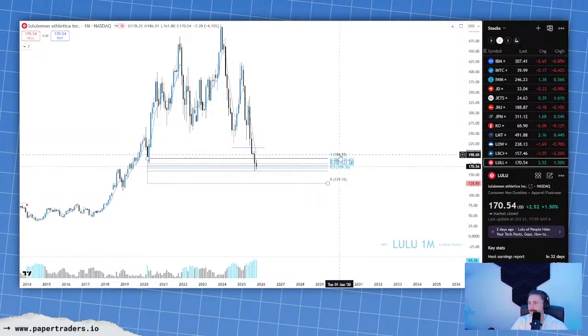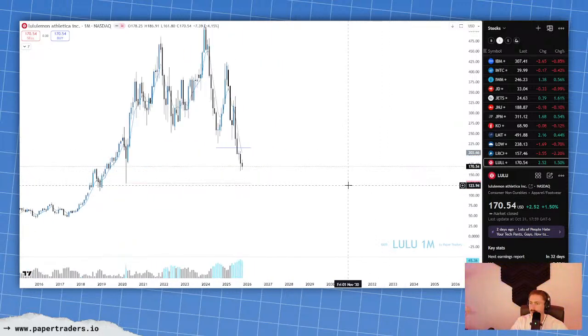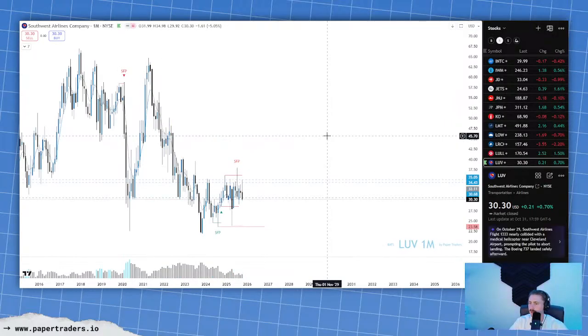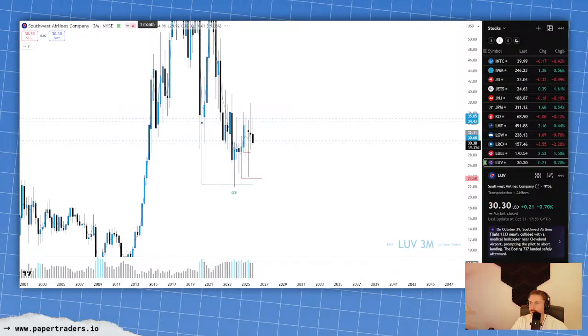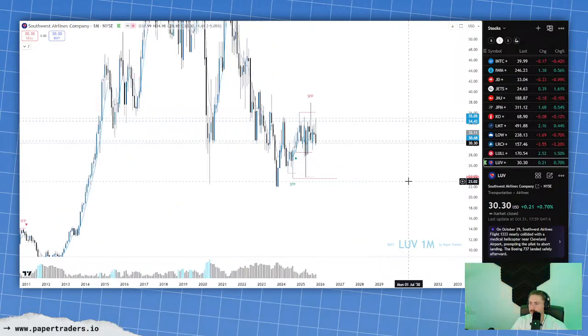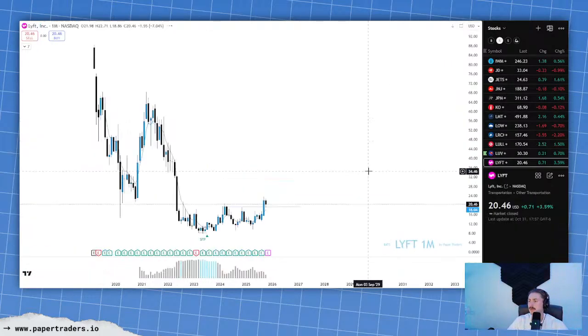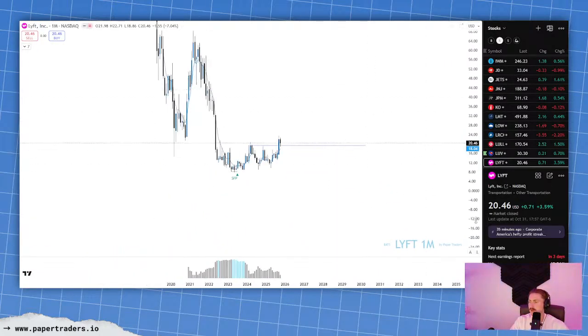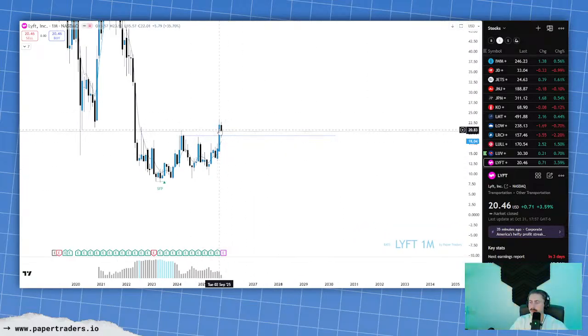Lulu. Disgusting. Lulu lower. Lulu at 128 wouldn't be bad. Yeah, the 3 months still looks like it wants something. LOVE monthly looks pretty bad. 3 month also just consolidation. LOVE, not the best. LYFT could be good on this monthly. Inside month, holding this previous monthly high. LYFT could be good.